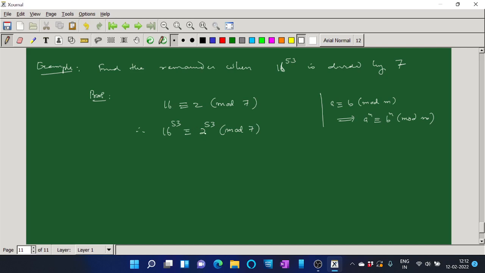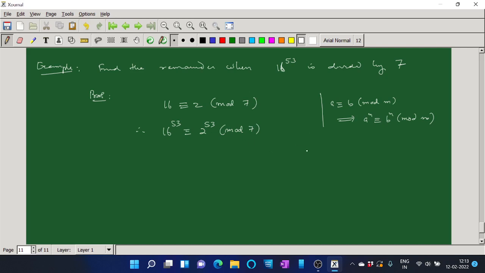If you can find the remainder when 2 raised to 53 is divided by 7, the same remainder will be the remainder when 16 raised to 53 is divided by 7, because they are congruent. It is easier to calculate the remainder of 2 raised to 53 when divided by 7. Now 2 raised to 53. How do you find the remainder when divided by 7?